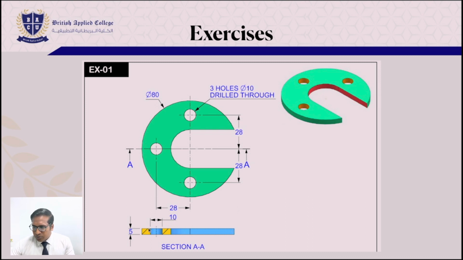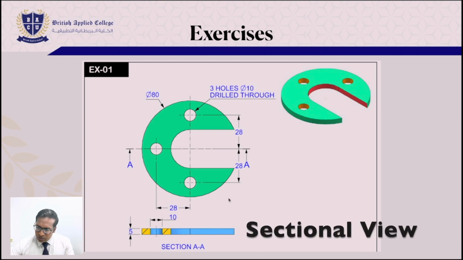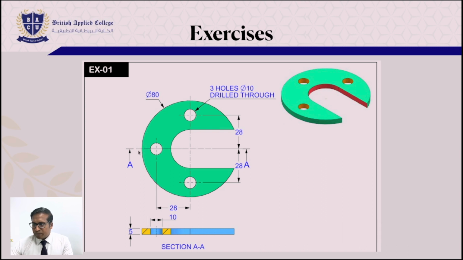Here at the bottom left, we have a sectional view. It has been mentioned as section AA, and you can see the AA line drawn over here. So this is the sectional view at this line. One has to understand that. Now let me go to FreeCAD.